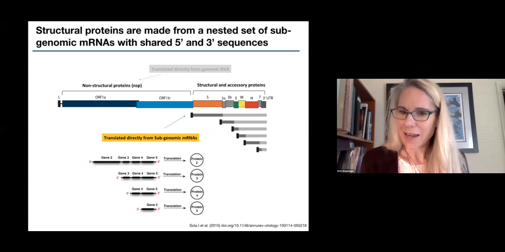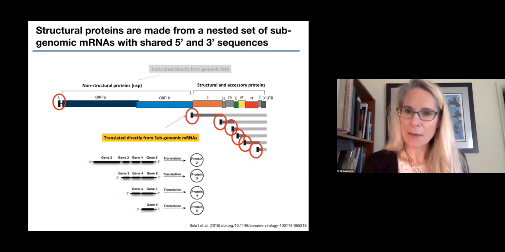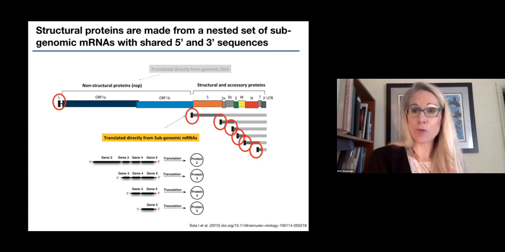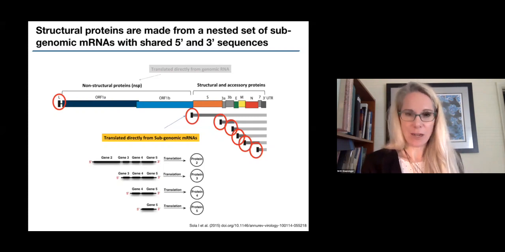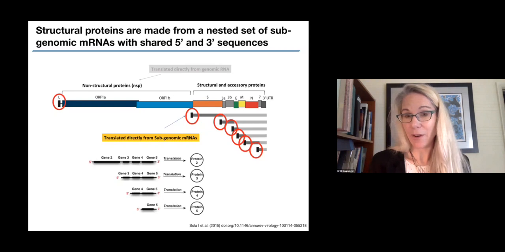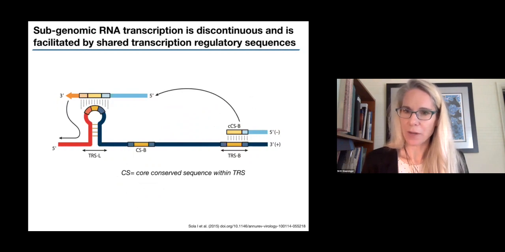But another feature is that not only are they 3' coterminal, they all have the exact same sequence at their 5' end. And that sequence is the same sequence as is present at the extreme 5' end of the genomic RNA, which is called the leader sequence, which is denoted L here. And so that sequence is actually only found on the genome at the very 5' end of the RNA. So how is it that that sequence gets appended to all of these subgenomic RNAs? That's where this process of discontinuous transcription comes in.